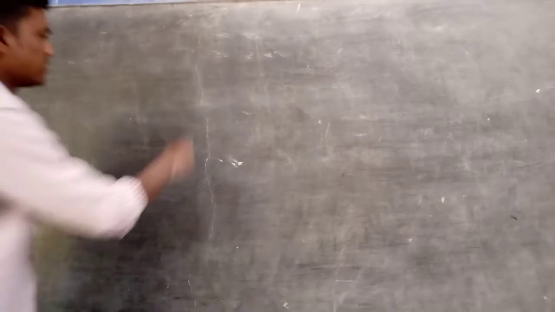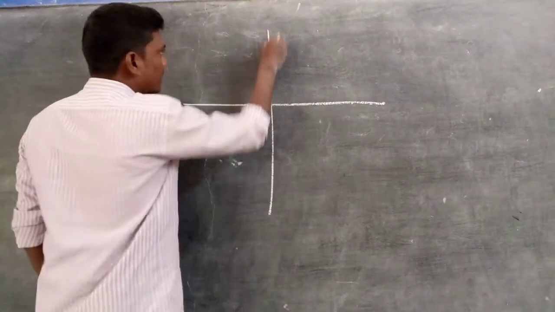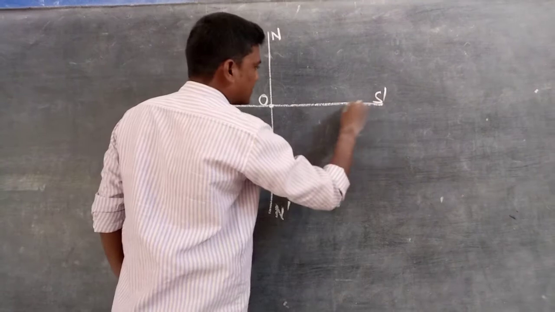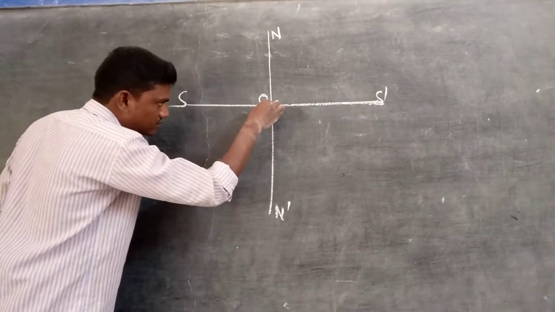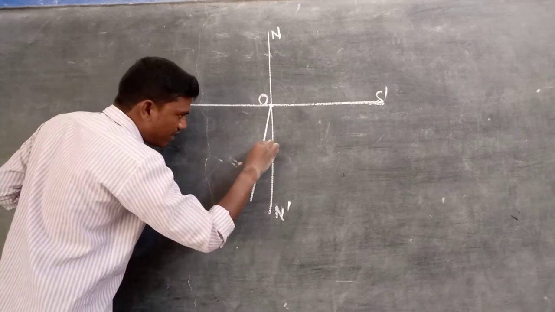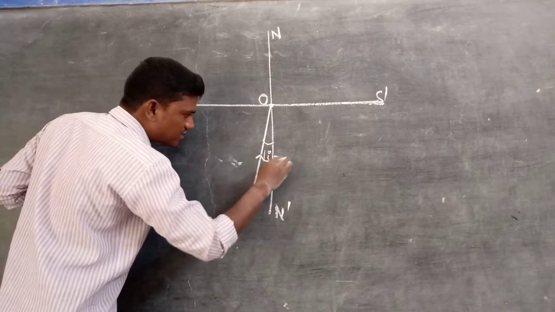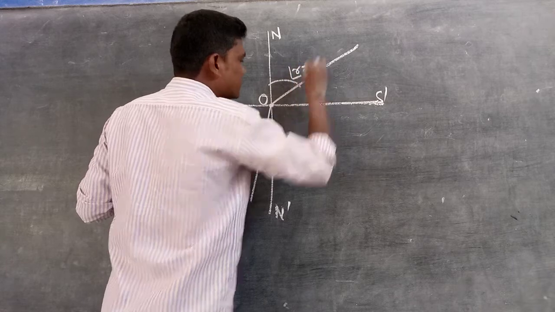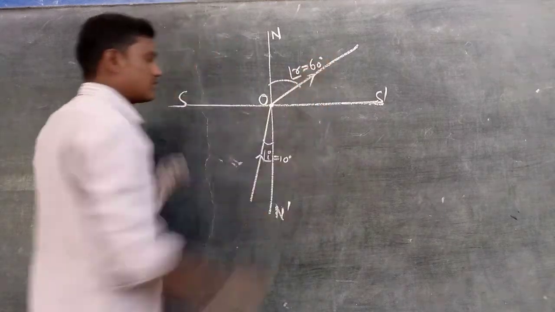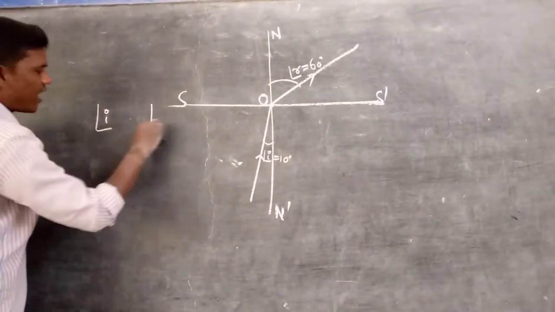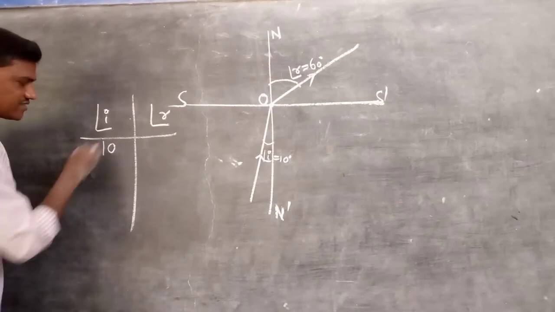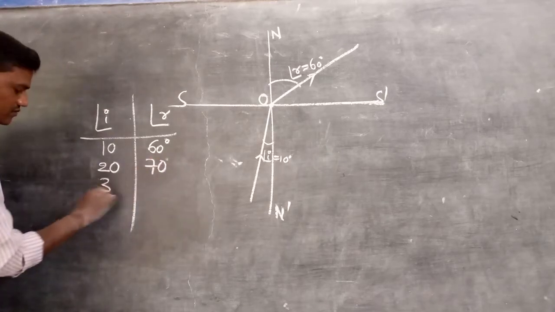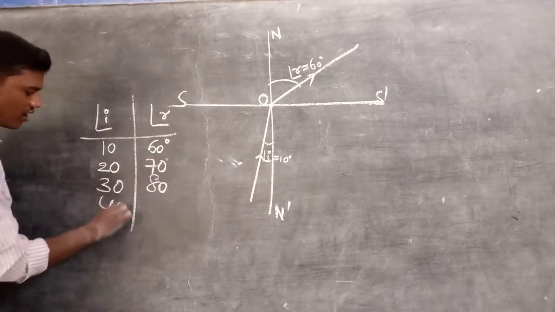Now I will try to explain simply. N O N dash, and S dash is the refracting surface. First, consider angle I equals 10 degrees and angle R equals 60 degrees. More simply, angle I is 10, angle R is 60; angle I is 20, angle R is 70; 30, 80; 40, 90.